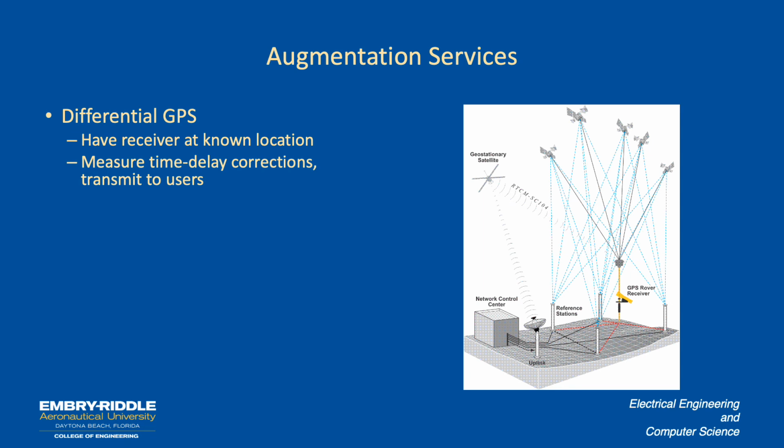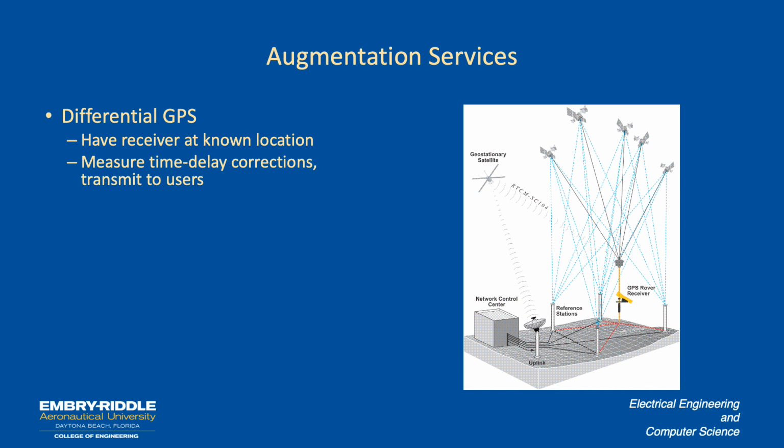Augmentation services: even though we've got pretty good resolution now with our GPS, the default standard is not good enough to do more than Category 1 instrument landings. By having some receivers at surveyed, known points, we can measure what the GPS system is saying those points are. In this picture you see four reference stations on the ground, and a moving GPS rover receiver. The reference stations are fixed.